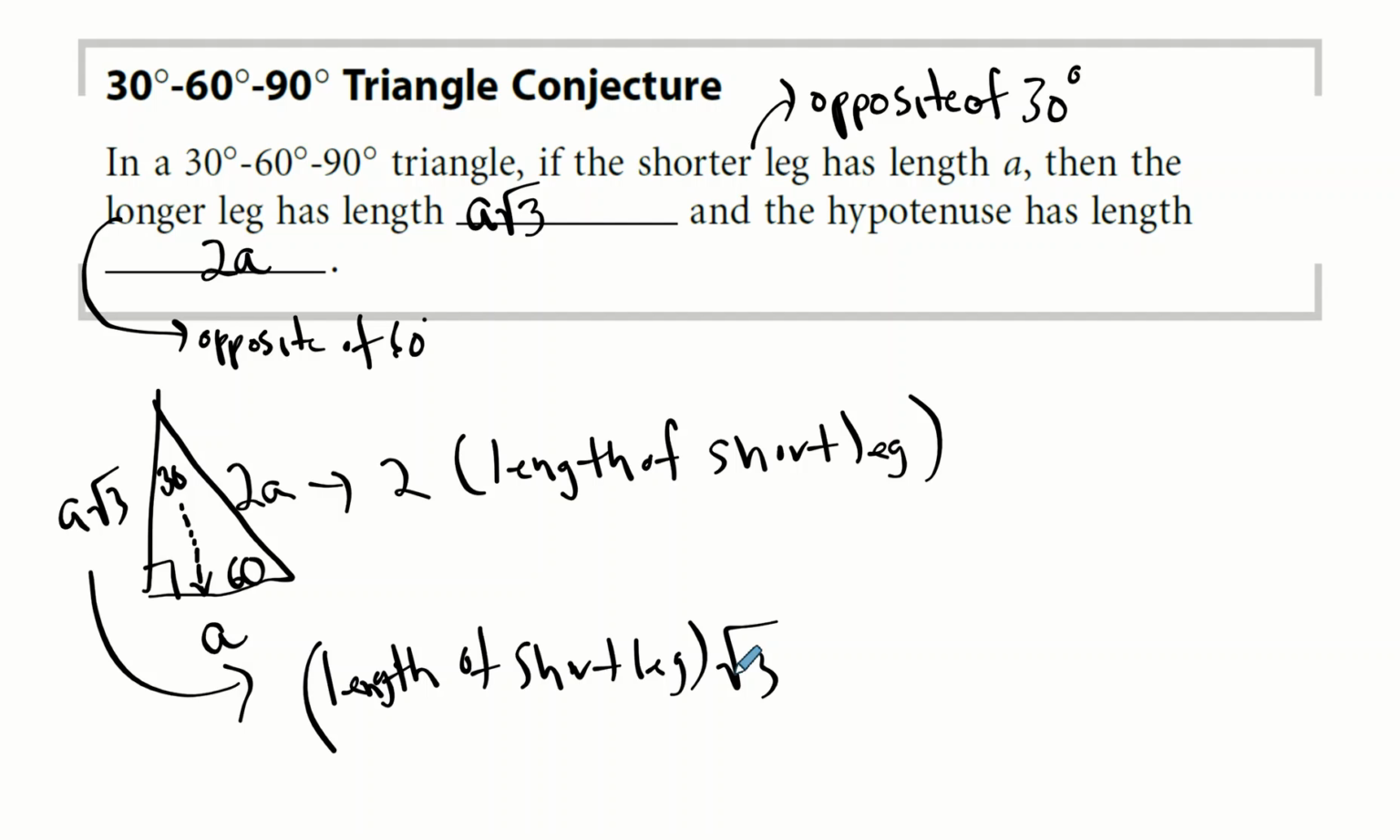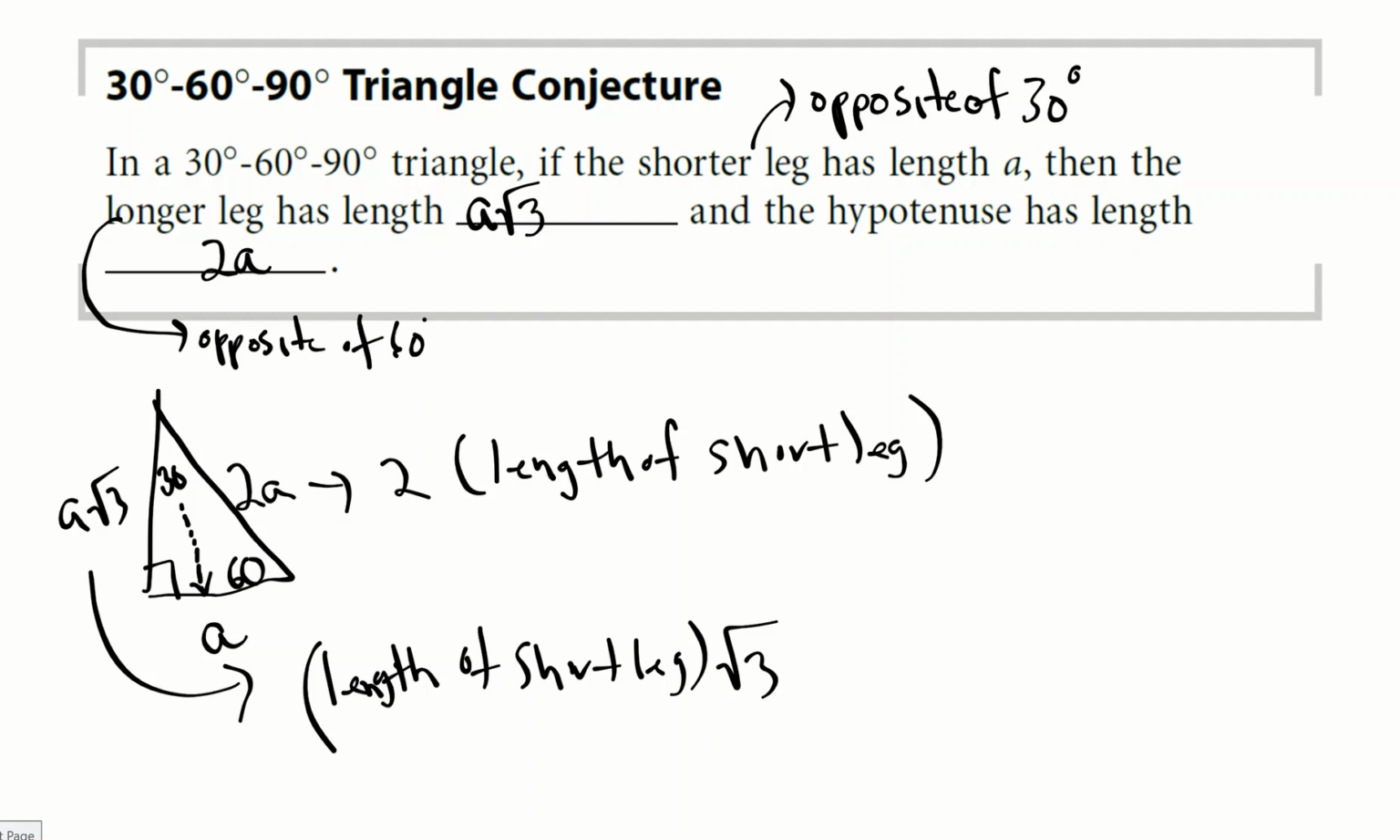So there's the pattern that they're trying to get us to understand, that they're trying to establish, that you always go back to the short leg. It's either the short leg times radical 3 to get the length of the long leg, or you go the length of the short leg times 2 to get the length of the hypotenuse. And again, the hypotenuse is always opposite of that right angle. That doesn't change. Yeah? So let's take a look at how this conjecture came about.